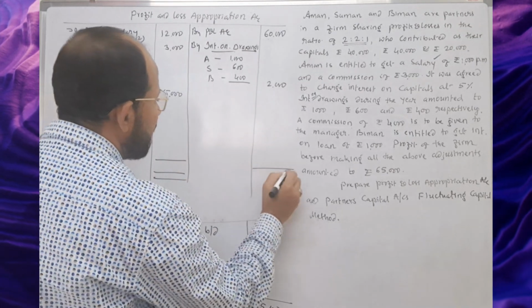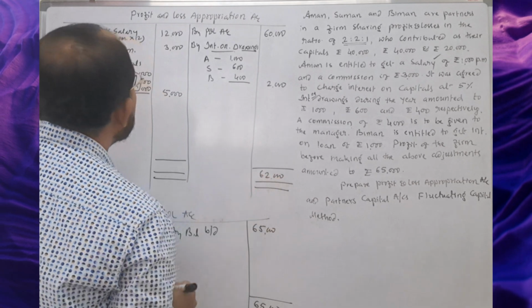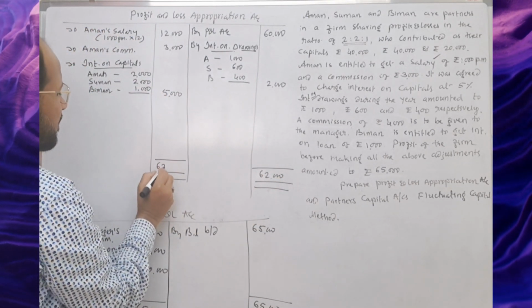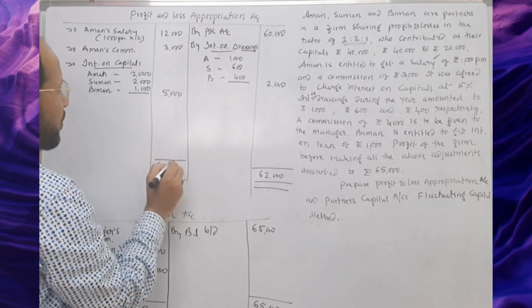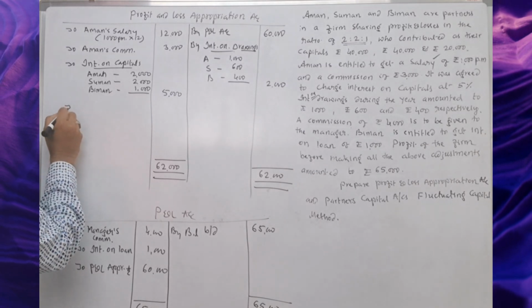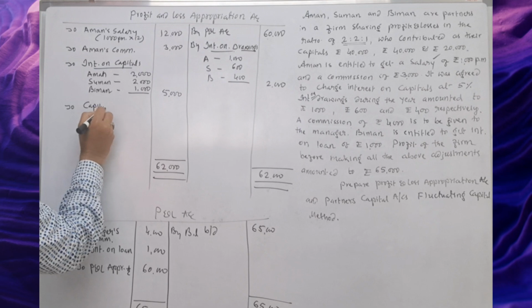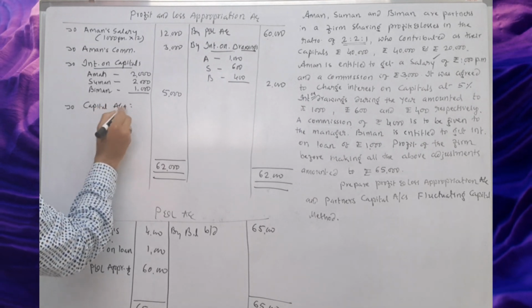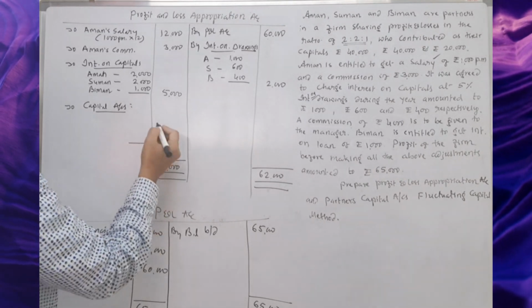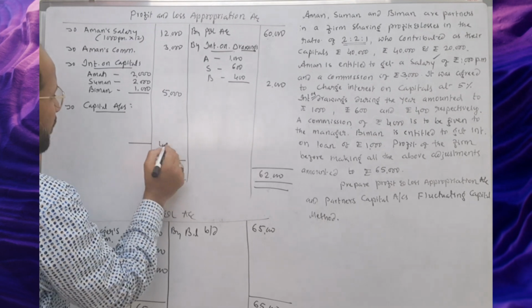Now, simple, we have to close the account. On the credit side, rupees 62,000 is there. 20,000 is on the debit side. What is the difference in figure? You transfer this to the capital accounts of partners. The difference comes to rupees 42,000, right?